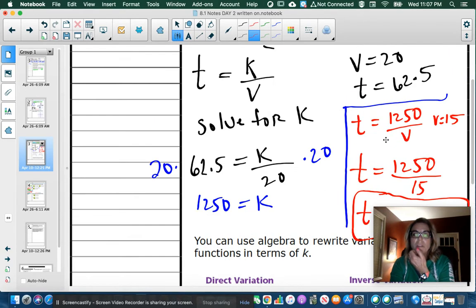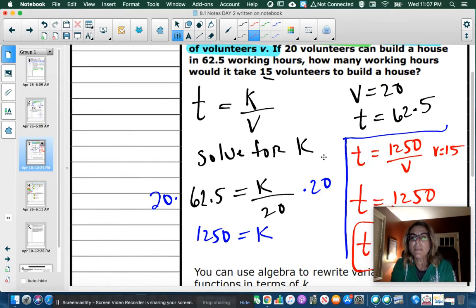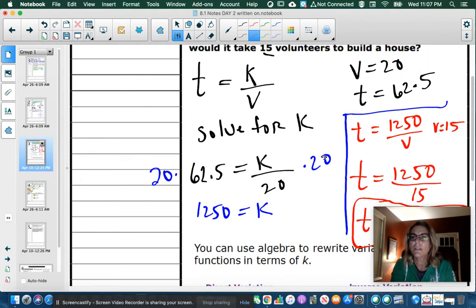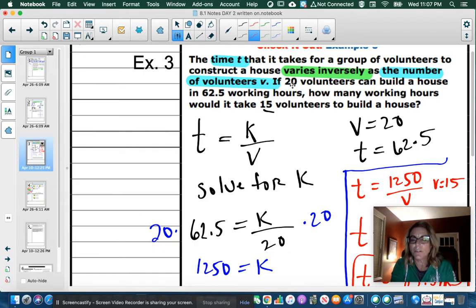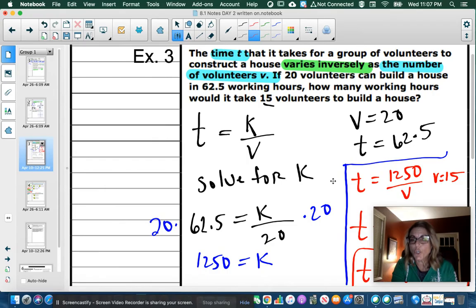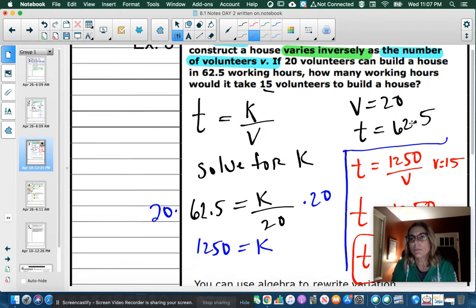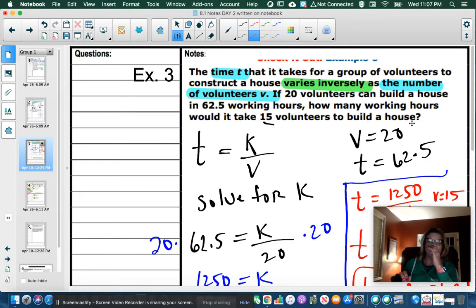So let's think about this a minute. Does this make sense? Sure it does. If I have 20 volunteers versus 15, I'm going to build my house a lot quicker. It's going to take 62.5 hours. With 15 volunteers, less workers working, it's going to take longer to build the house. So that's an inverse relationship.